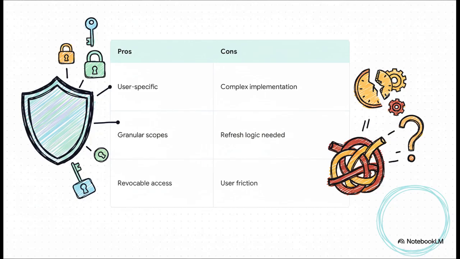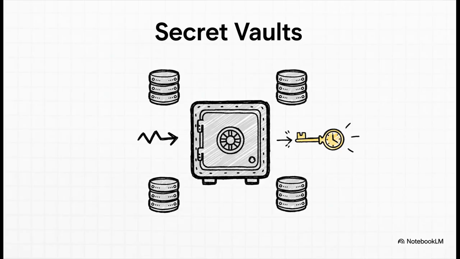You've got to build logic to handle refreshing tokens when they expire, and there's a little bit of friction for the user who has to click through that allow screen. And finally, we have the enterprise-grade, top-tier solution, Secret Vaults. We're talking about services like HashiCorp Vault or AWS Secrets Manager.